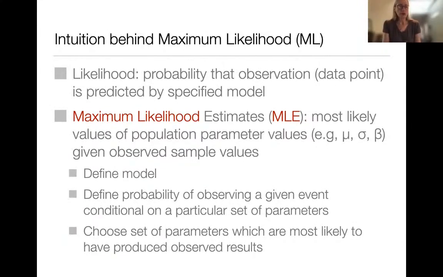So how do we go about this? We typically define our model first. We then define the probability of observing a given event conditional on a particular set of parameters. And then we choose the set of parameters which are most likely to have produced the observed results.